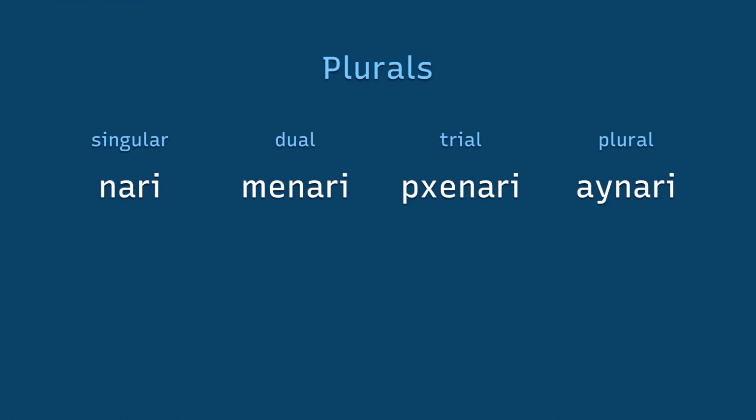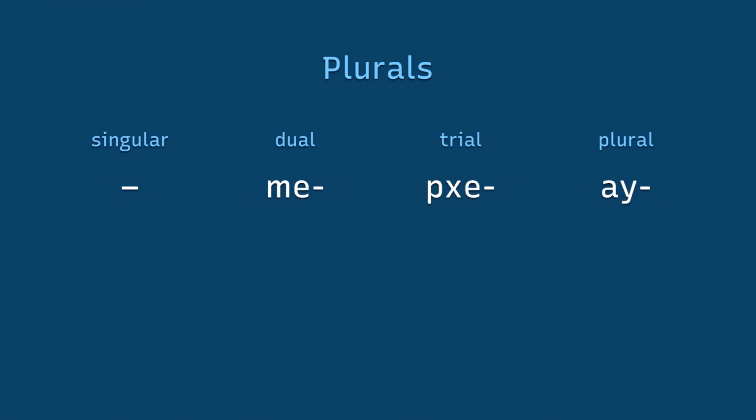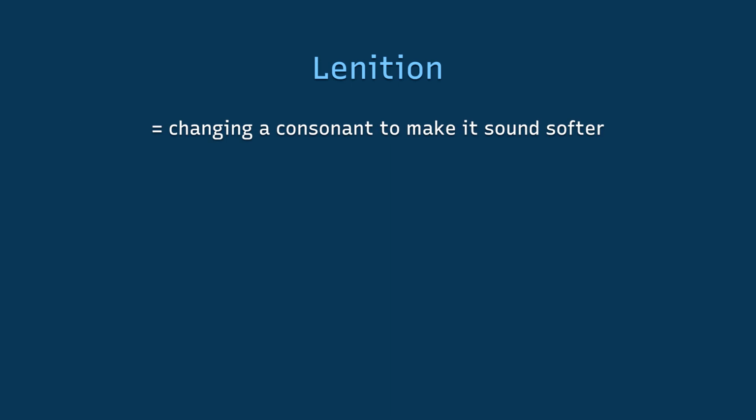To do that, you simply place me, pe, or ai in front of the word after applying a process called lenition. Okay, before continuing to talk about plurals, we'll take a step back and talk about lenition, because understanding lenition is essential to understanding how the plural forms work. If you ask a linguist, lenition means changing a consonant to make it sound softer. This happens in several real-world languages, and NATVI does it too.